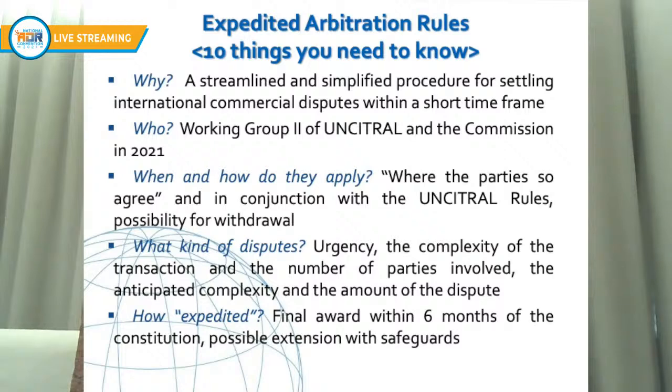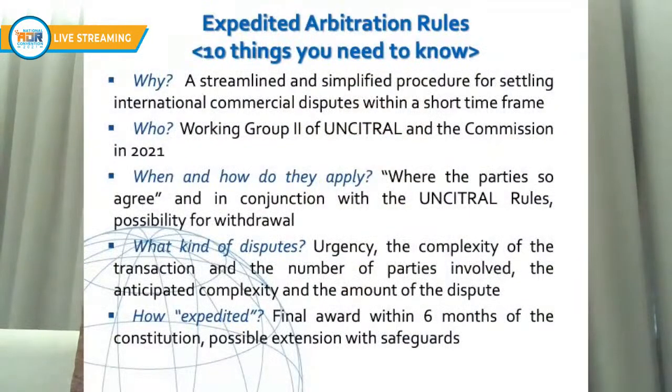The member states of UNCITRAL recognize the value of expedited arbitration and its increased usage as a streamlined and simplified procedure for settling international commercial disputes within a short time frame. This makes it possible for the parties to reach a final resolution of the dispute in a cost-effective and timely manner. And it was prepared bearing in mind the need to preserve due process and fair treatment.